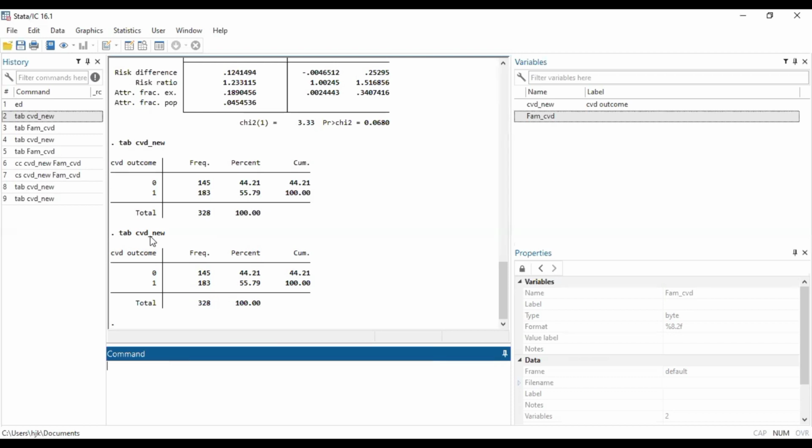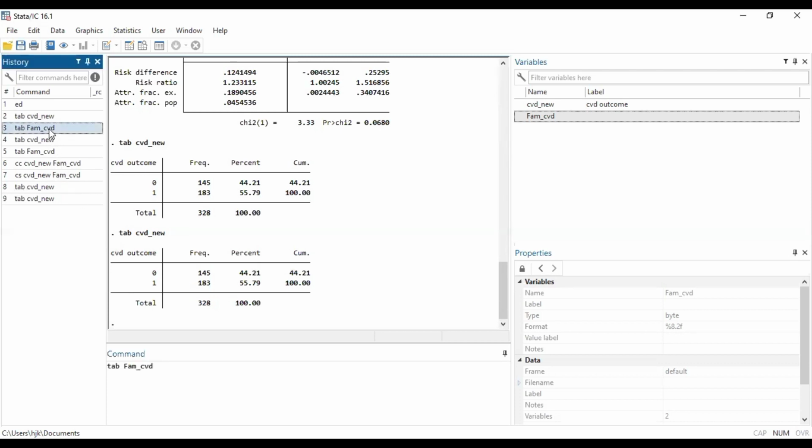So this is what CVD, cardiovascular disease, is coded as 1 and 0, where 1 would be a case and 0 a control for a case control study. And 1 will be a case and 0 will be a non-case for a cohort study or a longitudinal study.